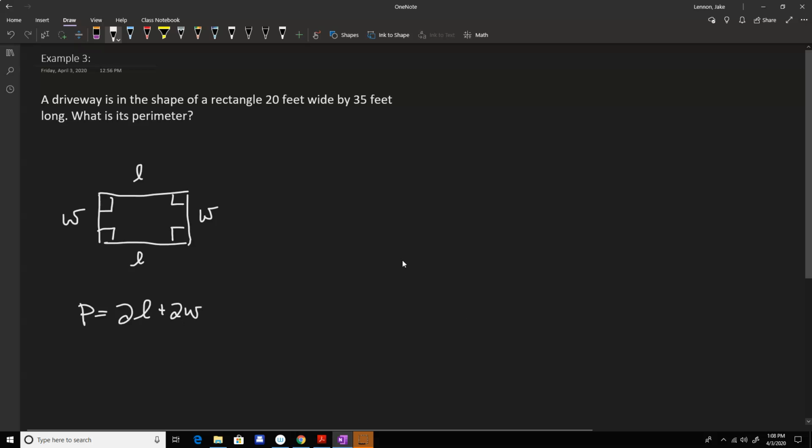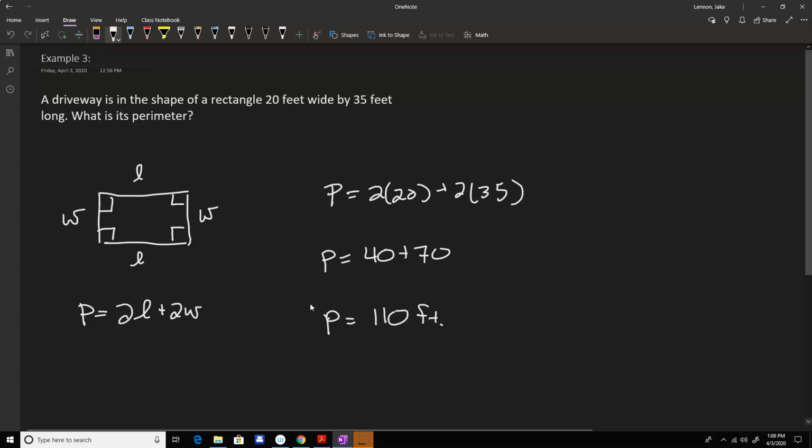So in this problem, they give you the width as 20 feet and the length as 35 feet. So we just want to find the perimeter. So the perimeter here is just 2 times 20 plus 2 times 35. So our perimeter is 40 plus 70. So here our perimeter is equal to 110. And both of those are given in feet, so we can include a unit in this problem. So our perimeter is 110 feet. And that's it for this example.